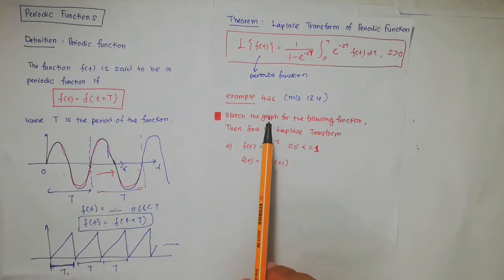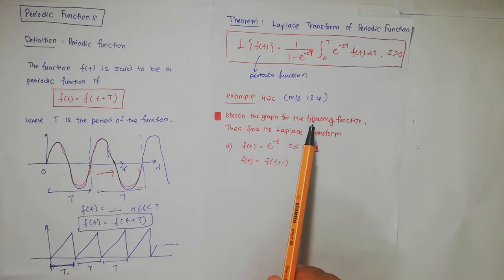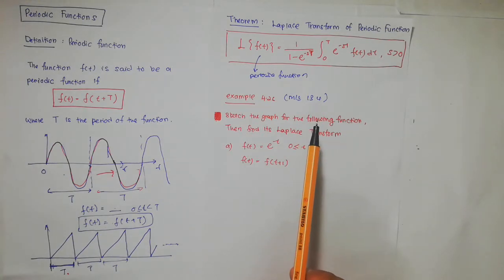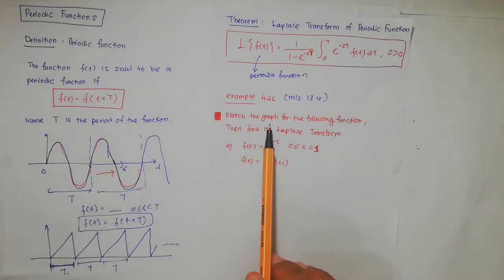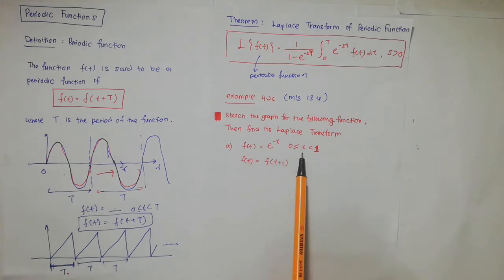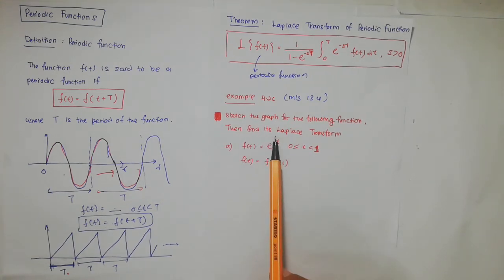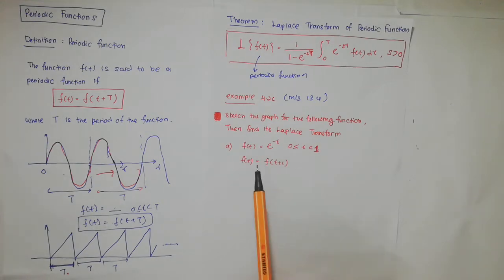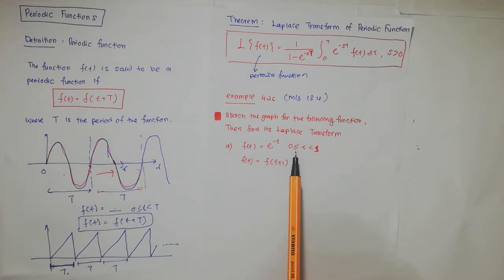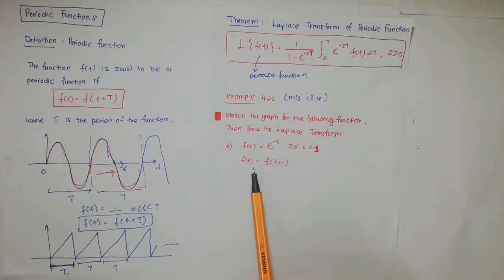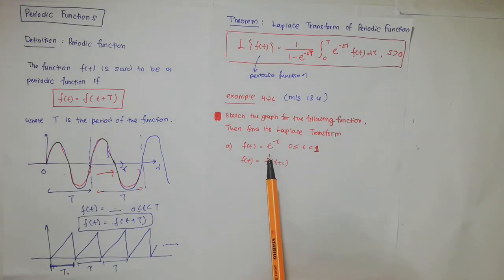This is example 4.26 in your book, on page 134, and we will do the first question, which is question A, where we need to sketch the graph for this function and then find the Laplace transform. We have f(t) equal to e to the negative t, for t from 0 to 1, and f(t) equal to f(t + 1), meaning that this is a periodic function, which has a repetitive pattern of e to the negative t.